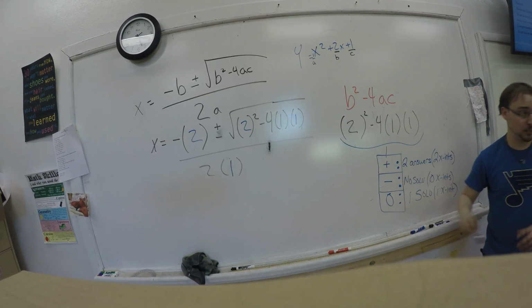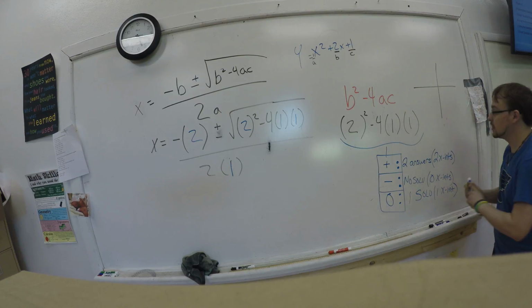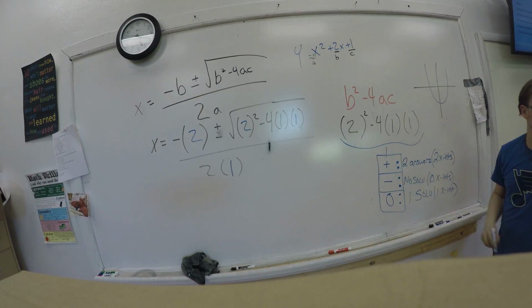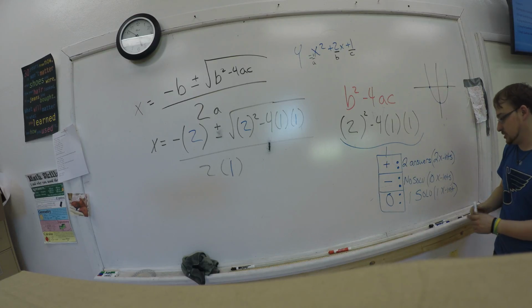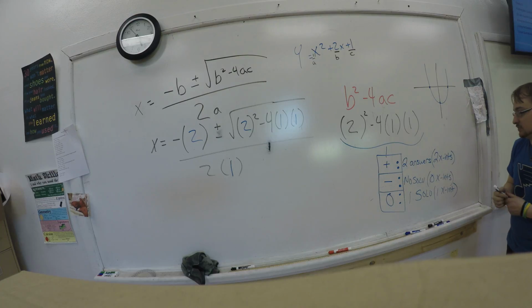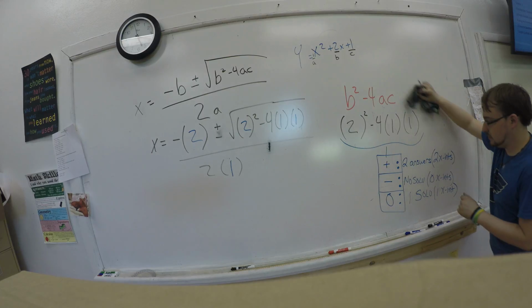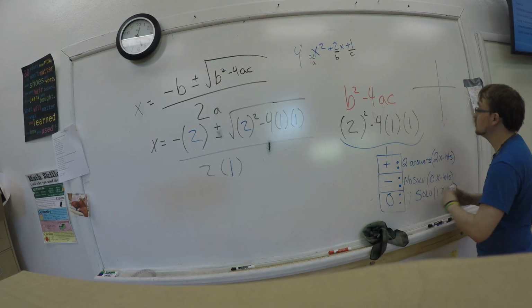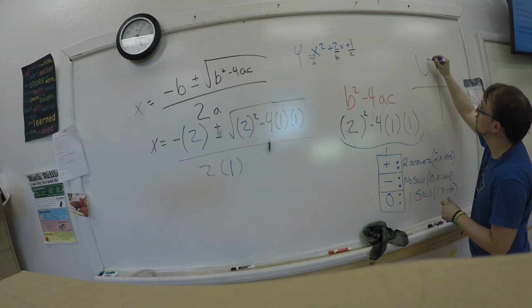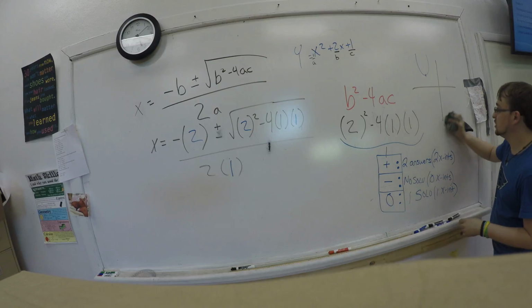So here's an example of a parabola that has 2 x-intercepts. Here and here. Vertex there. Here's an example of a parabola that has 0 x-intercepts. Let me erase this. Ooh. Nothing, right? Here's an example of a parabola that has 1 x-intercept.